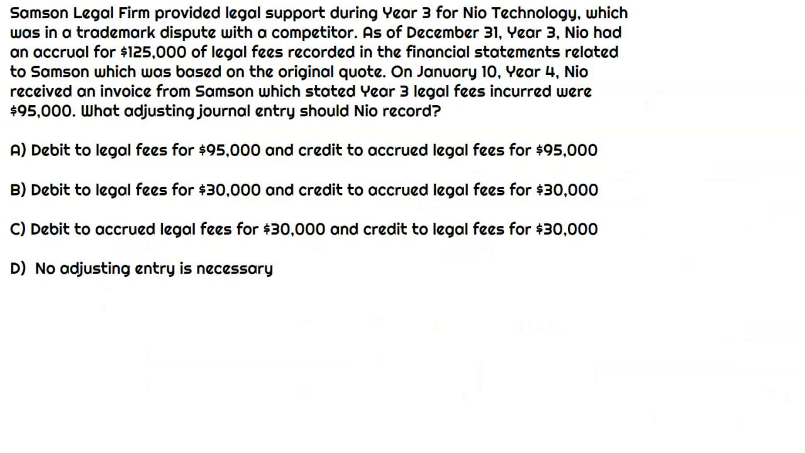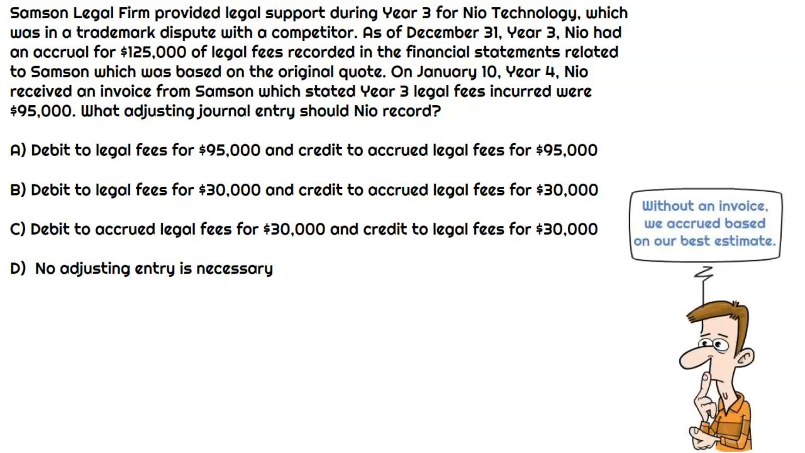So we've got Sampson Legal Firm, and they provided legal support during year three to NIO Technology. Now, they had a trademark dispute with a competitor. That happens all the time. So basically what NIO needs to do is, if they haven't received an invoice from Sampson for legal services during year three, well, they would make an estimate until they actually receive that invoice from Sampson.